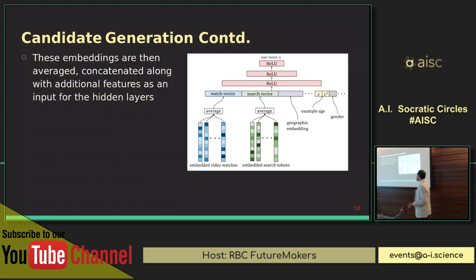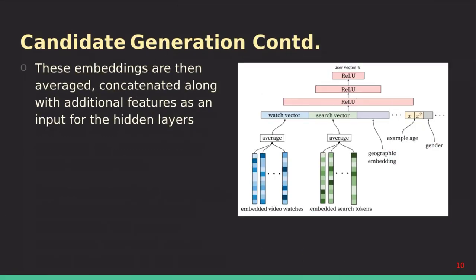What happens to these embedded vectors is they get averaged. The embedded watches and the search tokens get averaged, and then concatenated together along with many other features. I think in the paper they talked about millions of features. They didn't list all of them, but for example, they use a geographic embedding for where the user is located. They use the age as a number and square it, which gives the model a bit more power, so age has a bit more weight in determining what kind of videos you want. They also use the gender. And eventually it's passed to the neural network.